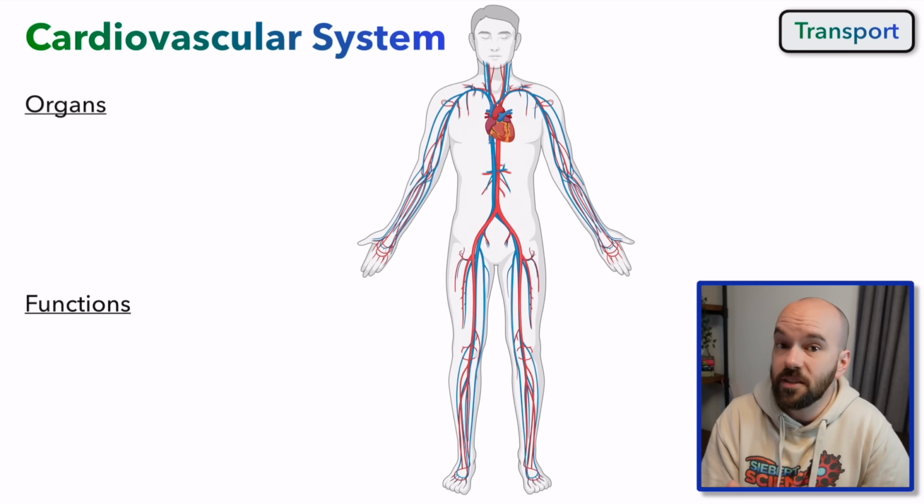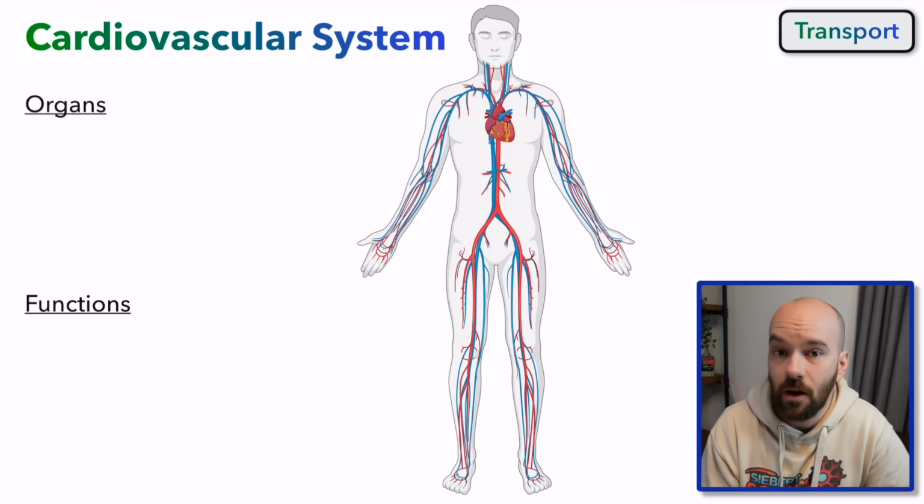Up next, we're going to look at some systems dealing with transport. That's going to be the cardiovascular and lymphatic system. Let's take a look at the cardiovascular system.